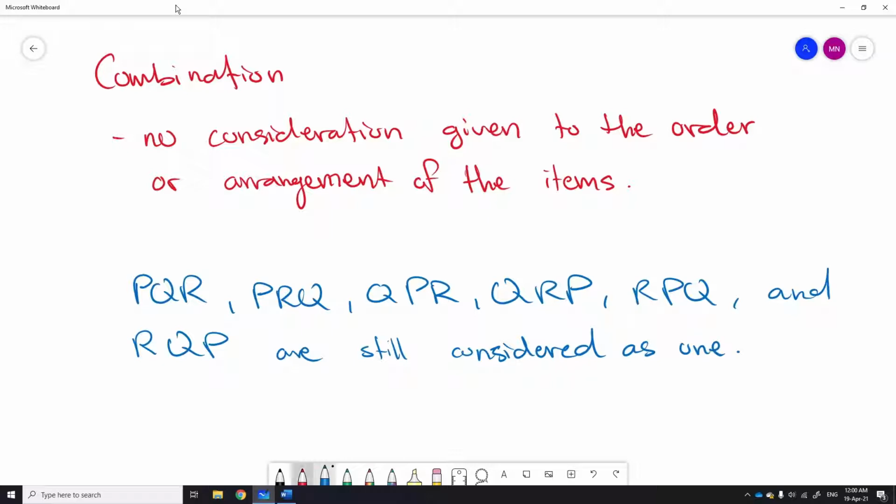Okay, so the formula for combination is nCr, where nCr is equal to n factorial over r factorial times n minus r factorial, and the r must be less than or equal to n.